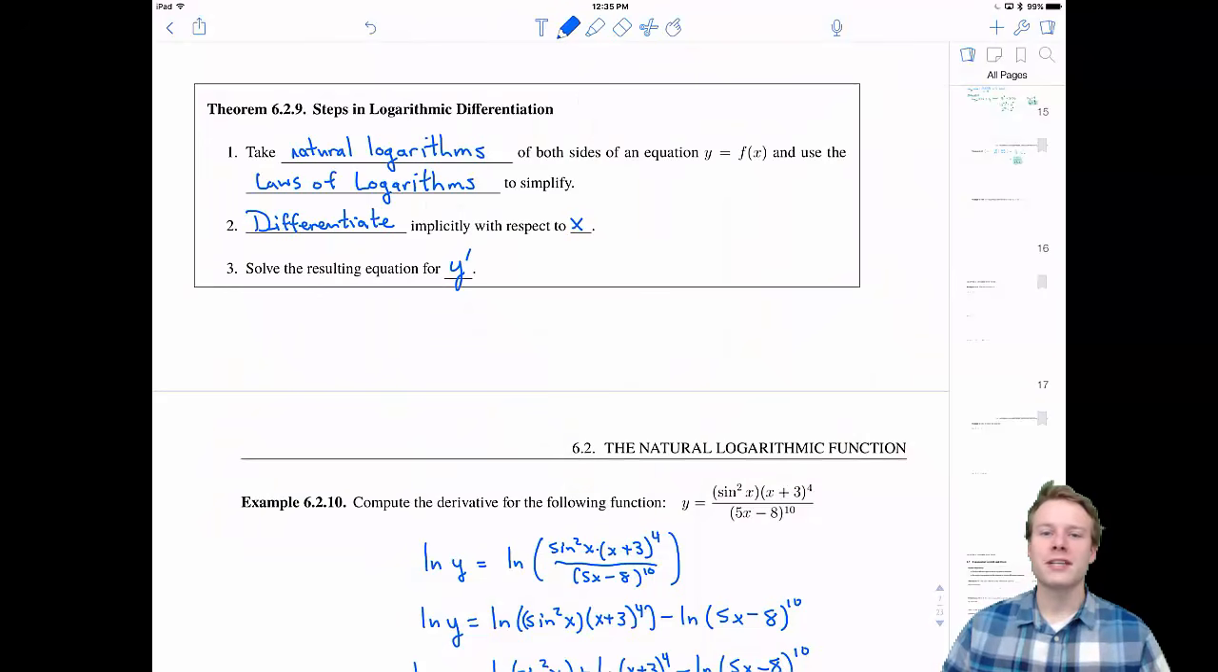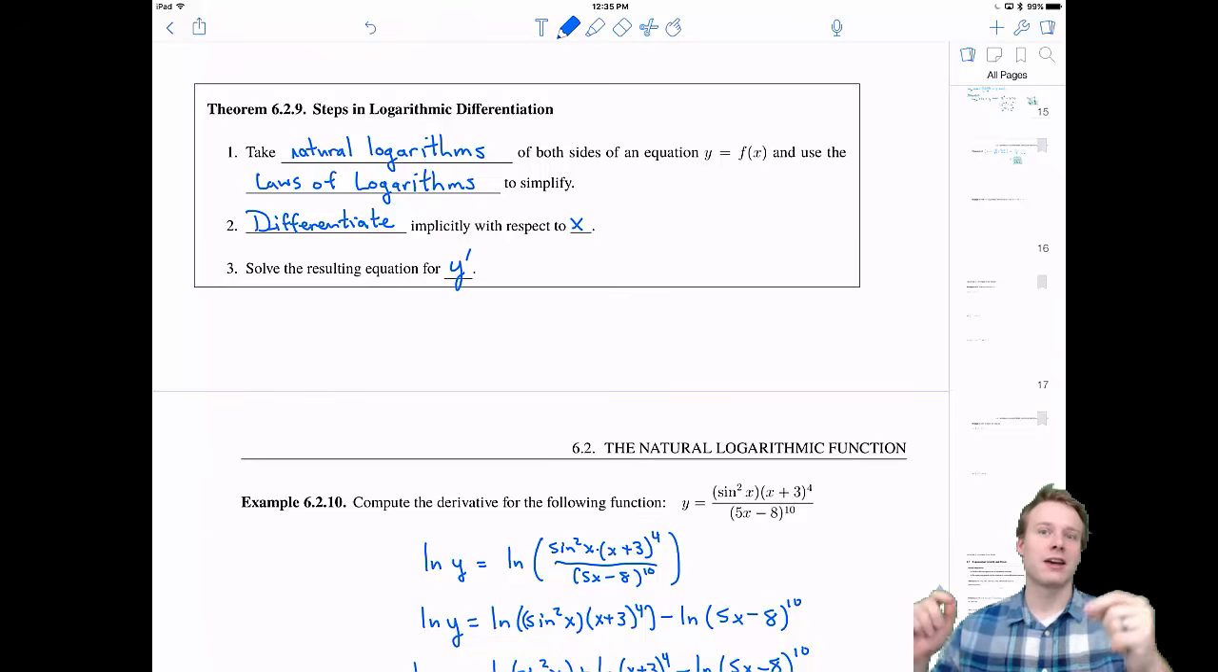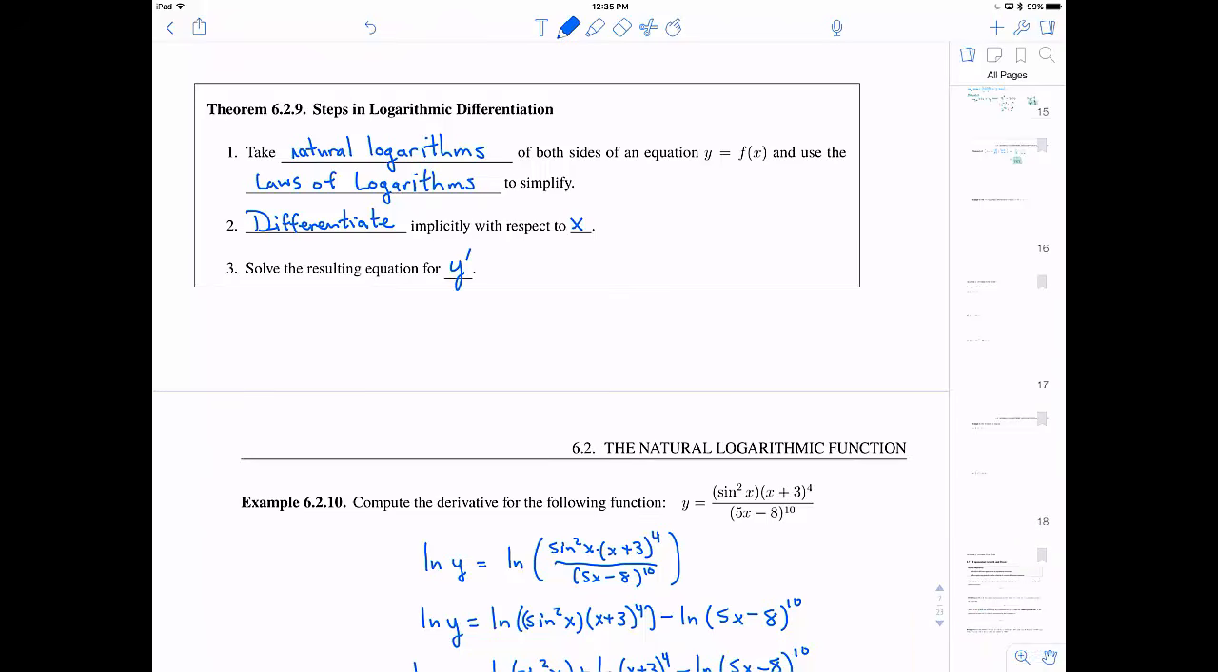Welcome back everyone to 6.4. In this video we're just going to go over 4 more examples to wrap up this section. So let's get to it by reminding ourselves something about this idea of logarithmic differentiation.